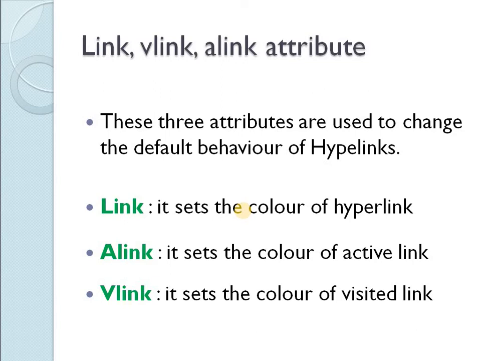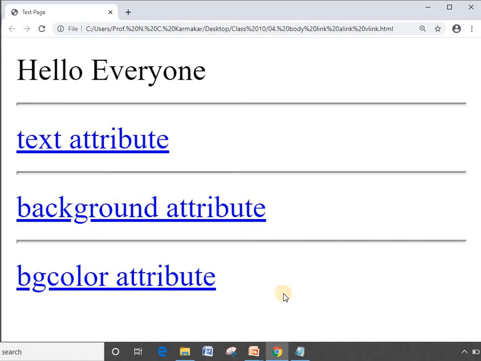So the link attribute is there to set the color of hyperlink, the alink attribute is there to set the color of active link, and the vlink attribute is there to set the color of visited link. Just see how it will change and how it will impact. Here is the page on which we have 3 hyperlinks, and every hyperlink by default is blue in color and the style is underlined.